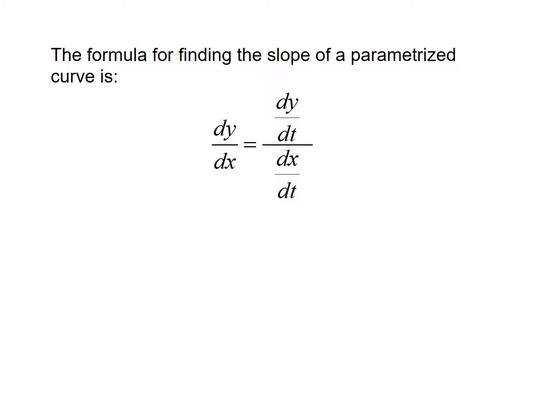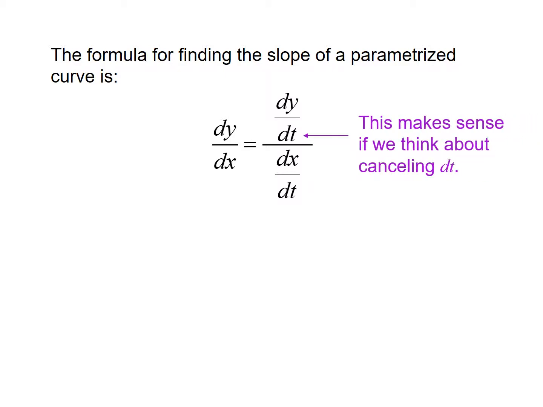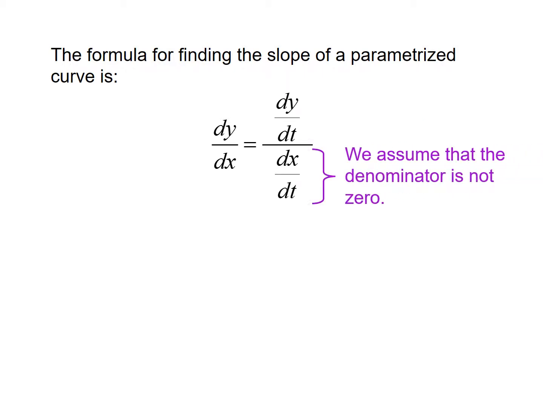So if we want to find the slope of a curve at any value of t, we find dy/dx. Well, dy/dx would be dy/dt over dx/dt. And if you think of canceling the t's, that gives us dy/dx. So the units here, all that kind of makes sense. And we have to assume that the denominator is not equal to 0.